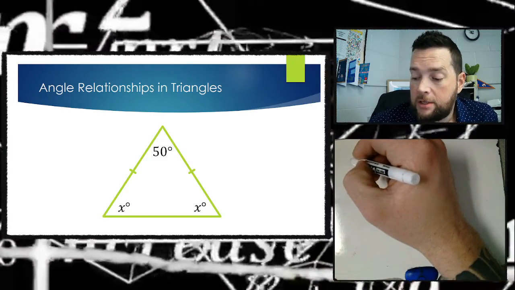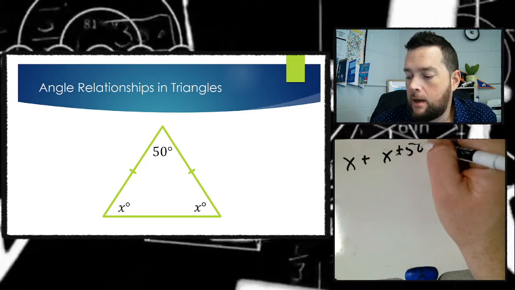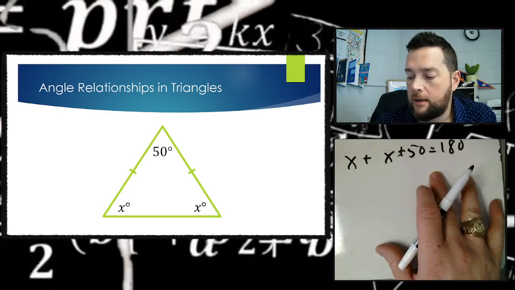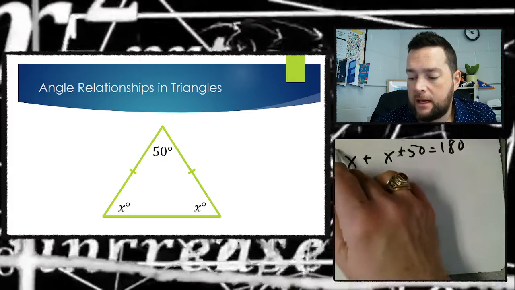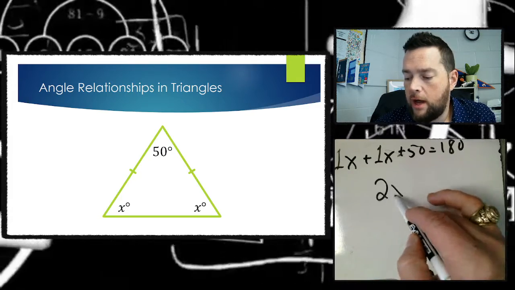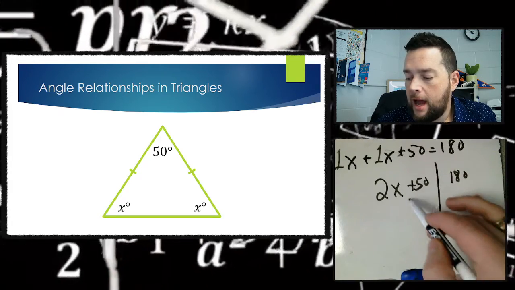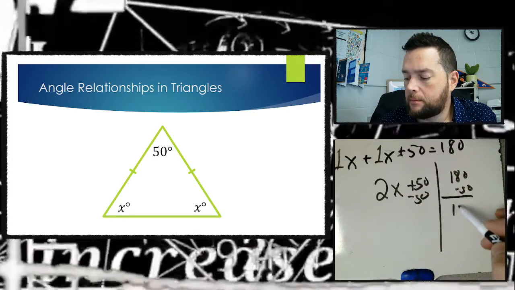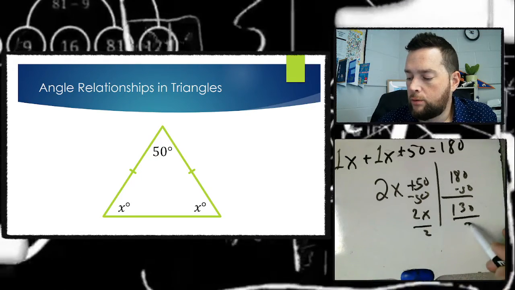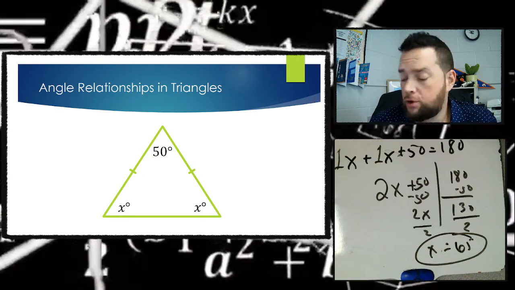The right equation is going to be x plus x plus 50 equals 180, because all three angles of a triangle add up to 180. Then I can combine like terms. This x has an invisible 1 in front of it, and so does that one. So 1 plus 1 is 2x, plus 50 equals 180. I subtract 50 from both sides and get 130 here and 2x on this side. I divide by 2, and I find that x equals 65. So each of the angle measures was 65.